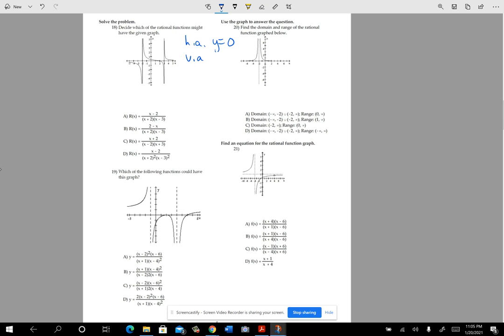We have a vertical asymptote. We have one at x equals -2. We have another one at x equals +3. All right, those vertical asymptotes are going to come from having a factor in the denominator. So if you get a vertical asymptote at x equals -2, it comes from having a factor x plus 2 in the denominator. And if you have x equal 3, it comes from x minus 3. All right, so far I know this guy's out.